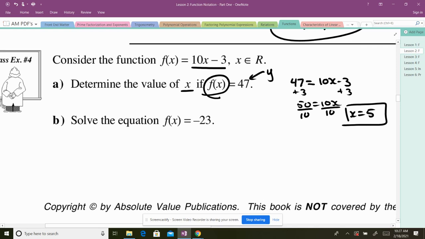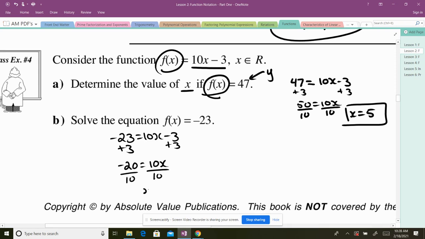What about if they say solve f of x is equal to -23? It's the same question. They're just dropping the determine the x. So if this is f of x, we just go, okay, -23 is equal to 10x minus 3. And this is where the algebra comes in. What do I do? Add 3 to each side. What's -23 plus 3? -20. Divide off the 10. x equals -2. How could you check your answer?